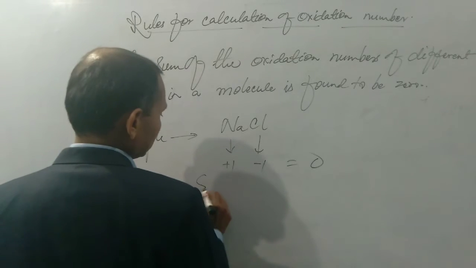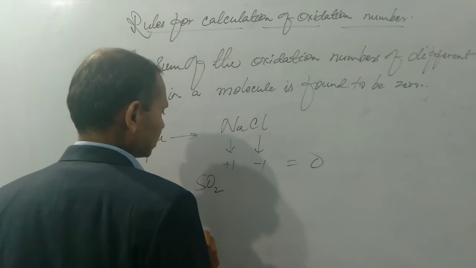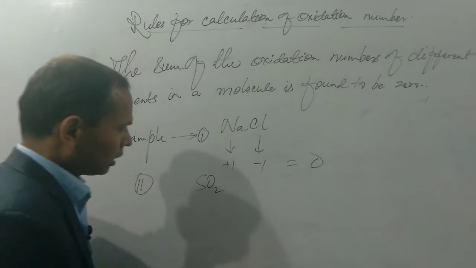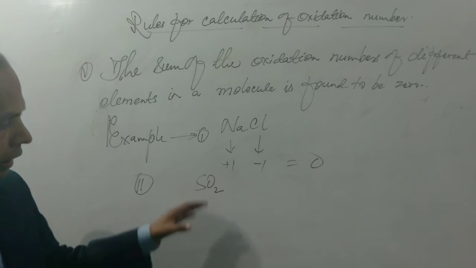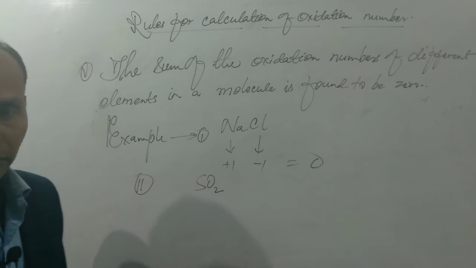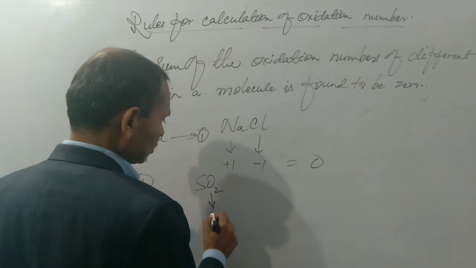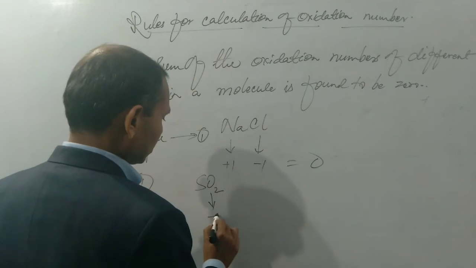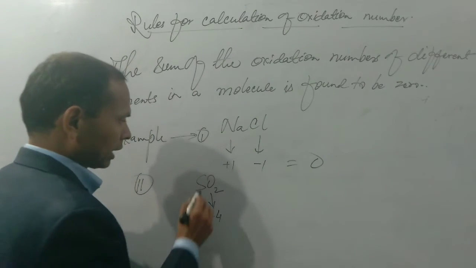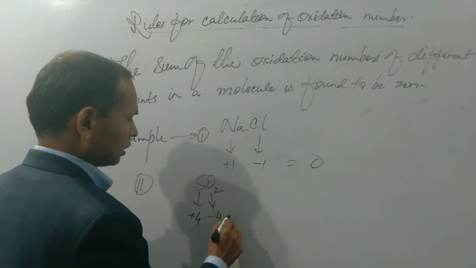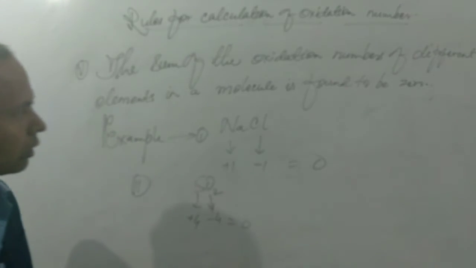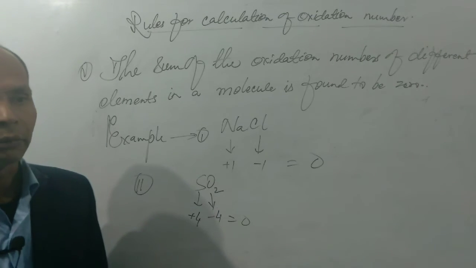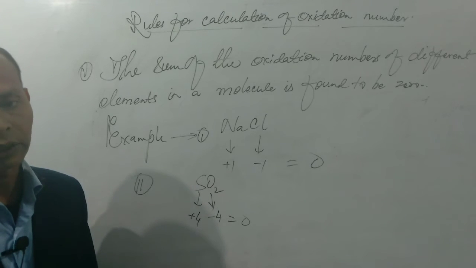Now we have to calculate the oxidation number of different elements in sulfur dioxide gas, this is another example. We know that the oxidation state of oxygen in combined state is -2. So in the sulfur dioxide molecule, with 2 atoms of oxygen, the oxidation number of oxygen is -4 and the oxidation number of sulfur is +4, so that the sum will be 0. So we can say that the sum of the oxidation numbers of different elements in a molecule is found to be 0. This is the fifth rule.